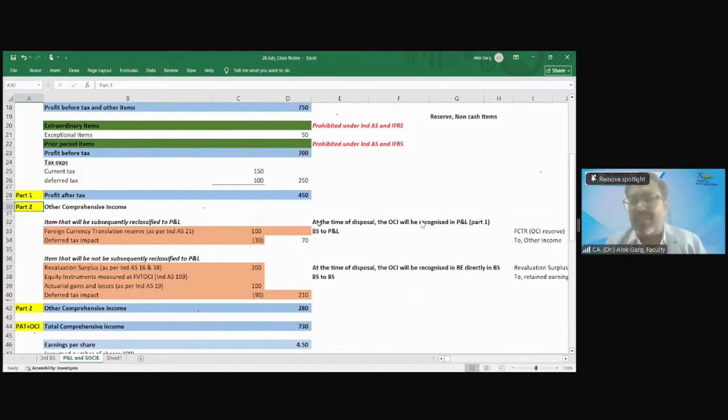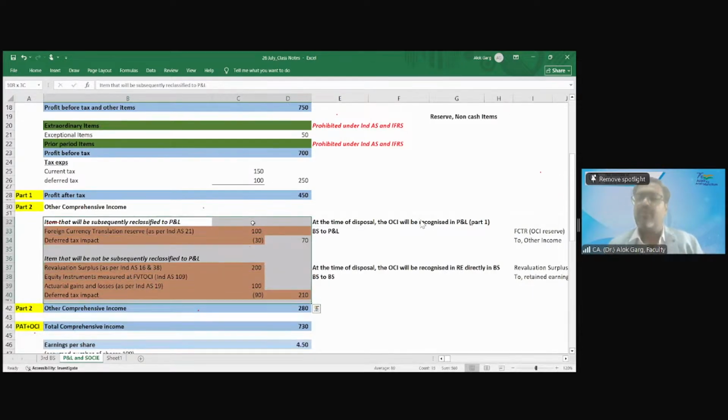So Ind AS 21 says that foreign currency translation reserve, the name itself is reserve, will go to other comprehensive income, right? It is notional, it is non-cash. So you have 8-9 such items, where will they go? They will go to other comprehensive income. You have to learn those items, and you will be able to know more about those items when we take you through different multiple standards.